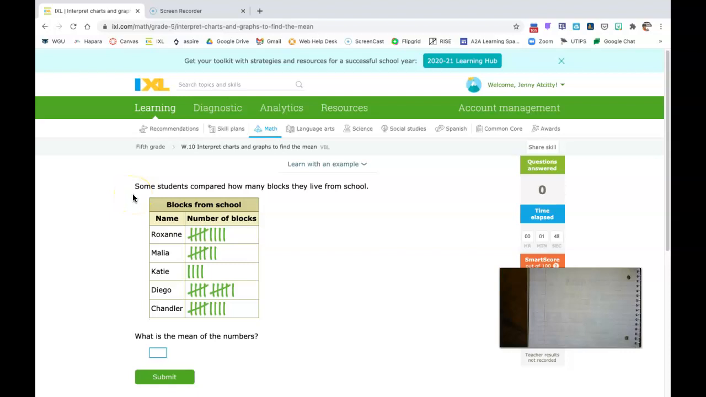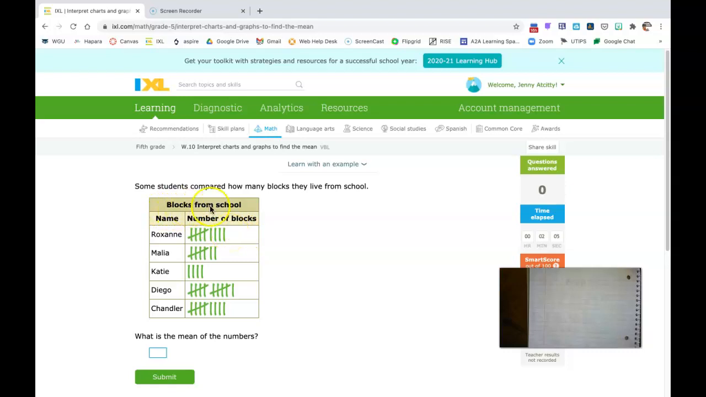In the earlier videos, we know that to find the mean, you have to add up all the numbers and then divide by how many numbers are in the set. And what makes this IXL assignment a little different is that the number set isn't given to you, so you have to read the graph to find the number set.